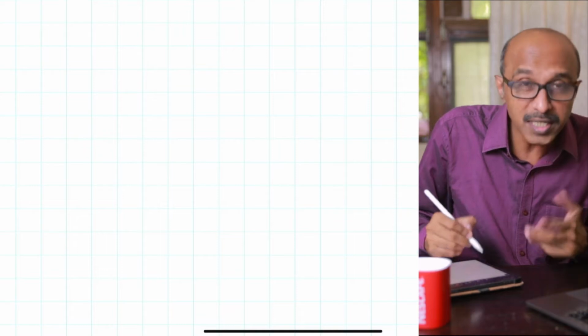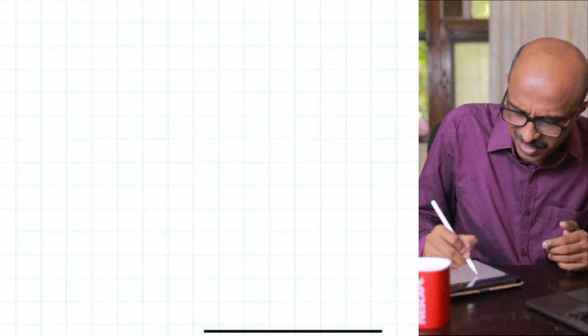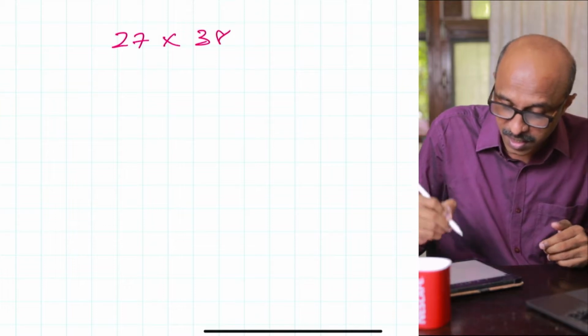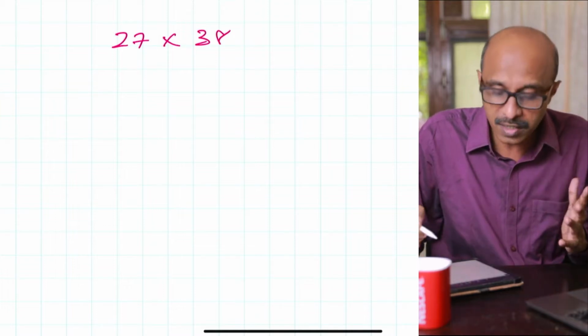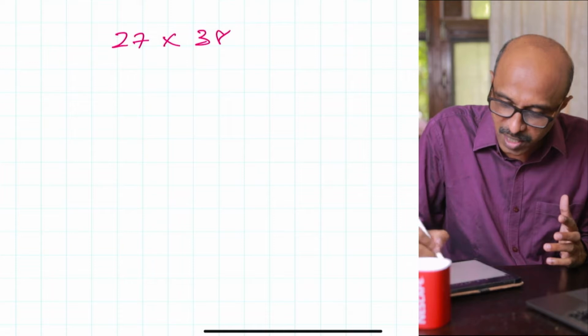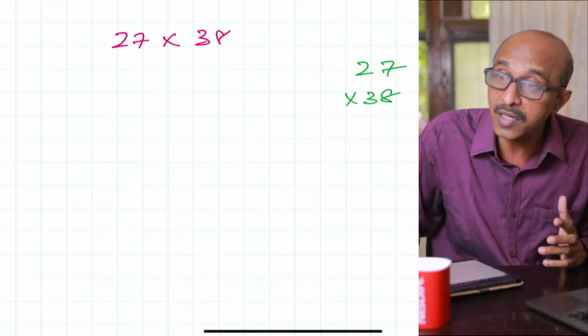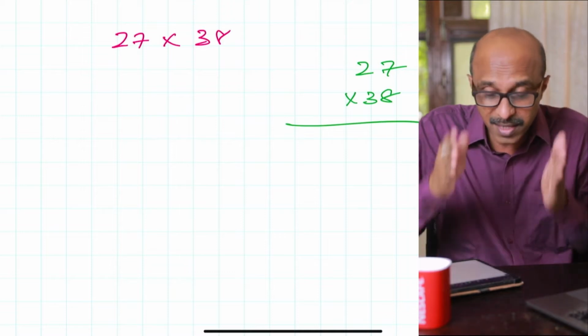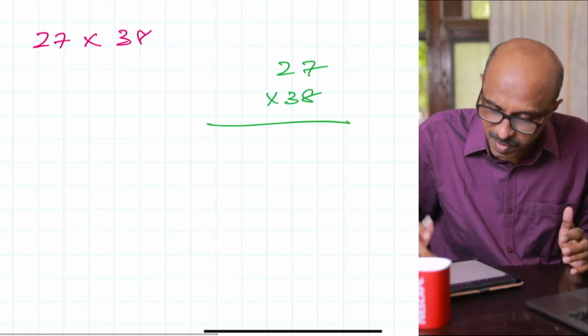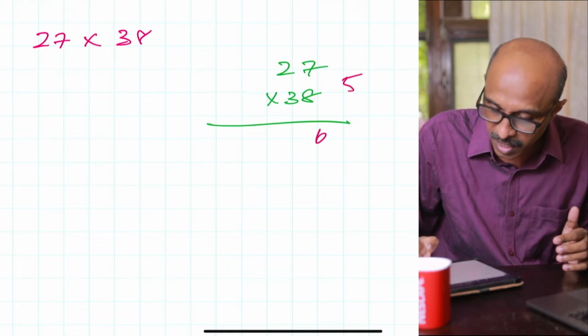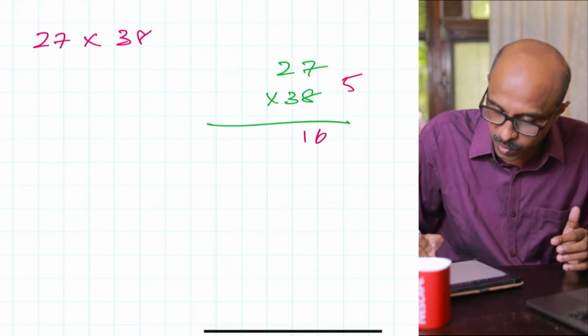For starters, if we think of multiplication of two numbers, let's just say 27 times 38, what do we do? Traditionally in our schools, we are taught to multiply like this. We write 27 and then write down 38 as a column, and then we multiply. We multiply 8 and 7 is 56, 8 twos are 16 and 5 is 21.